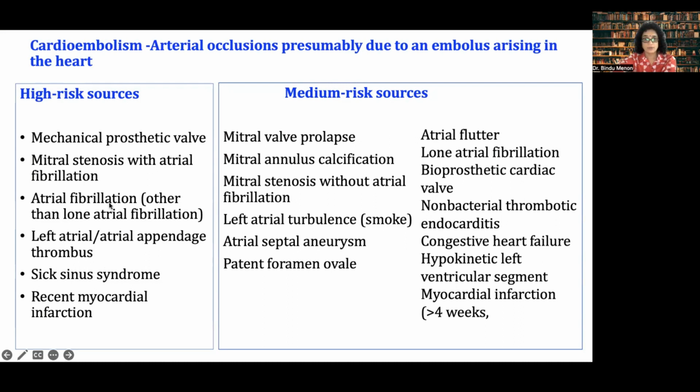a recent MI. So these ones, the left atrial, left appendage thrombus, need good technical support for a good 2D echo in the emergency department itself, because as we mentioned in the first few slides, the cardioembolic source has high chances of recurrence as well as high mortality. Now, which ones are medium risk? Mitral valve prolapse, mitral annulus calcification, MS without atrial fibrillation, the left atrial turbulence, that is smoke, the atrial septal aneurysm, PFO.